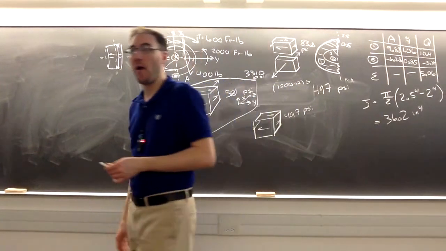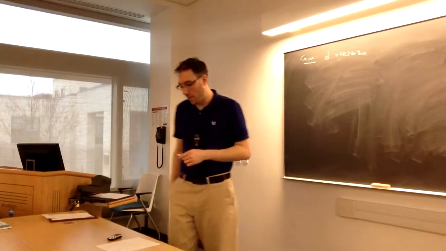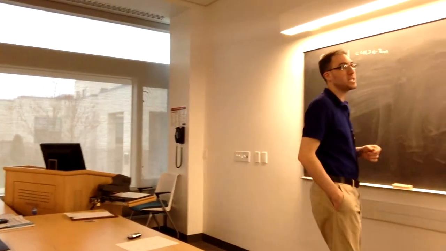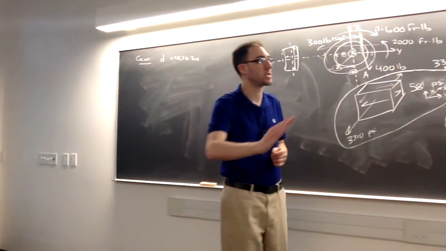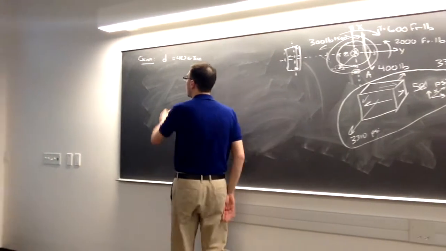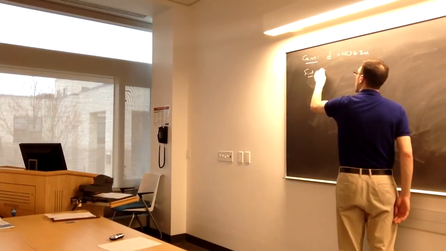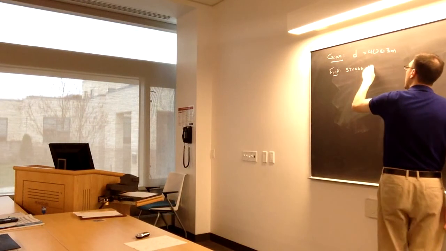We have a solid bar here, and the diameter is 40 millimeters. We want to find the stress at both A and B, but because they're in that same slice, we're only going to need to find one set of internal loads for these. So stress at A and B.